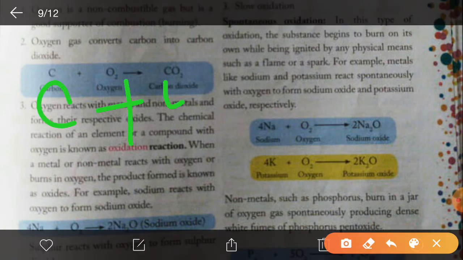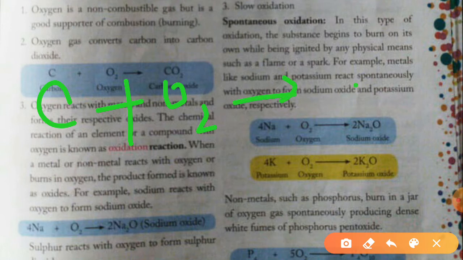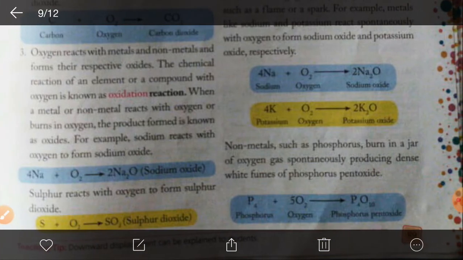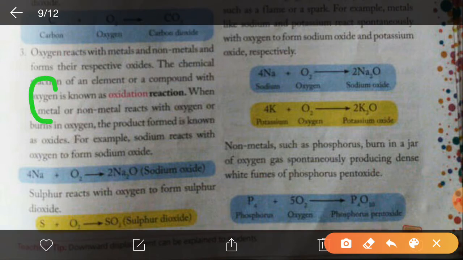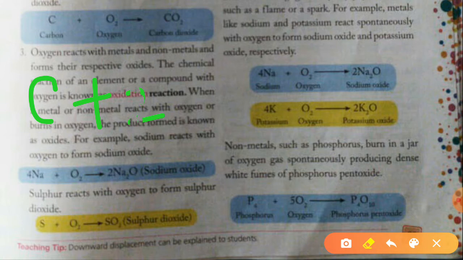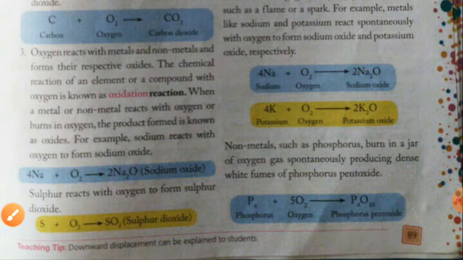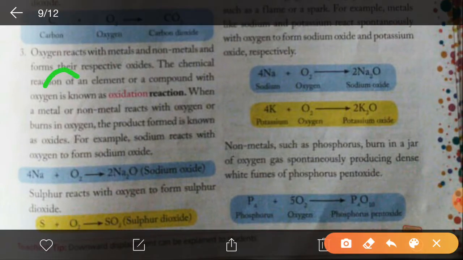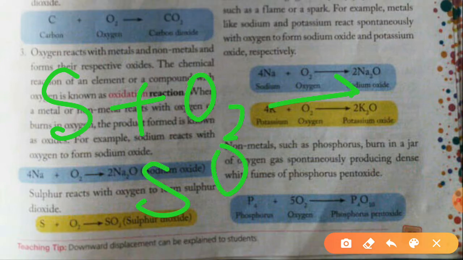Carbon reacts with oxygen to form carbon dioxide. In some cases, carbon reacts with oxygen, O2, to form carbon monoxide also. One more example is given here: sulfur. Sulfur reacts with oxygen to form sulfur dioxide, SO2.